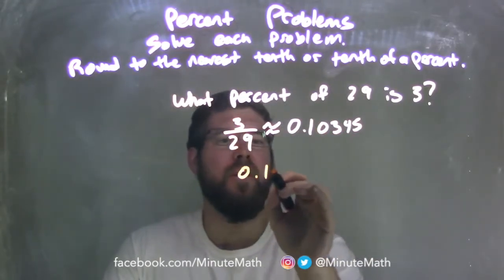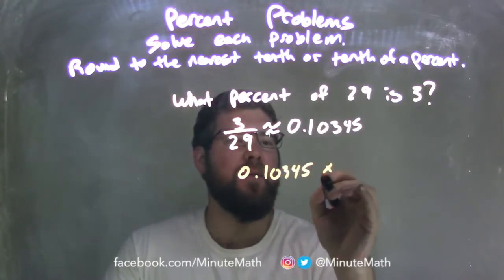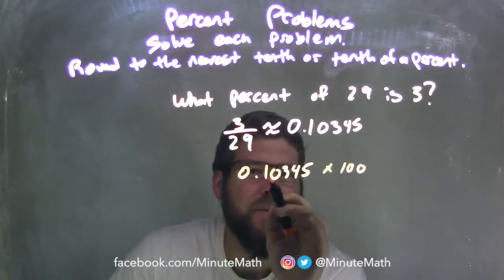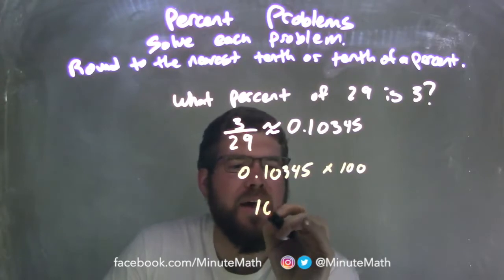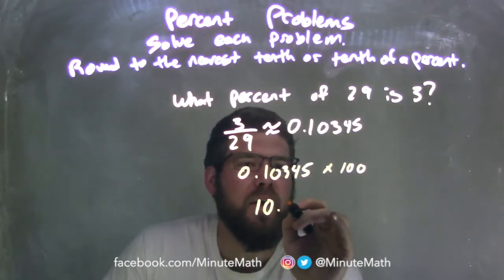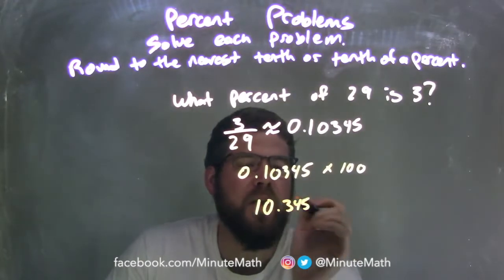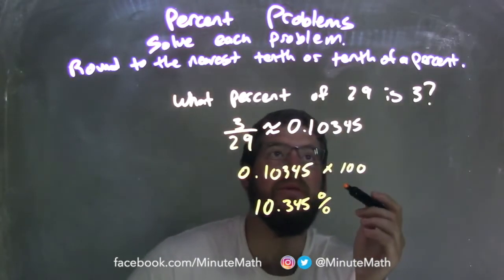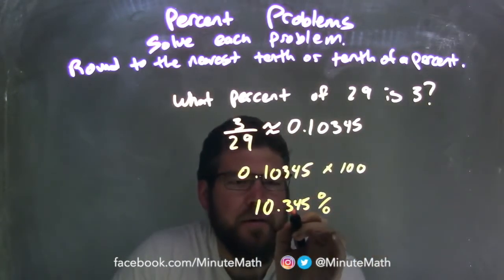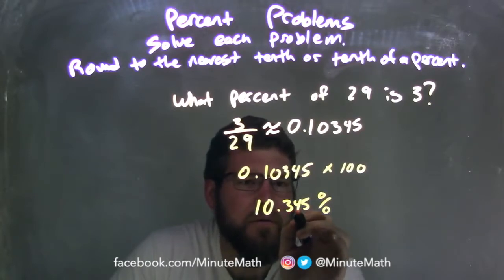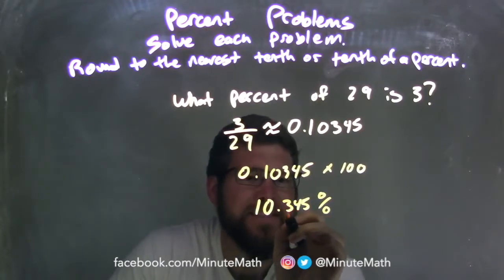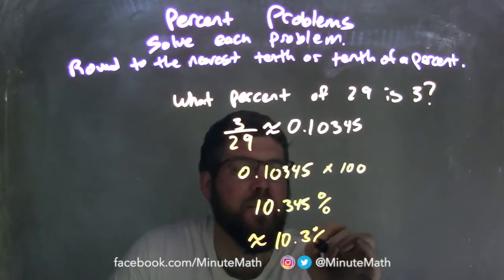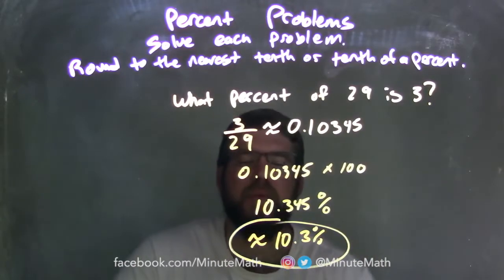So I have 0.10345 times 100. What I can do is move the decimal place 2 places over, right? So I have 10.345, and again, this is an approximate answer, percent. Now they said round to the nearest tenth of a percent. So I look at the 3. I see that the 4 is under 5, so the 3 stays the same, and my approximate answer here is 10.3%. And that is my final answer.